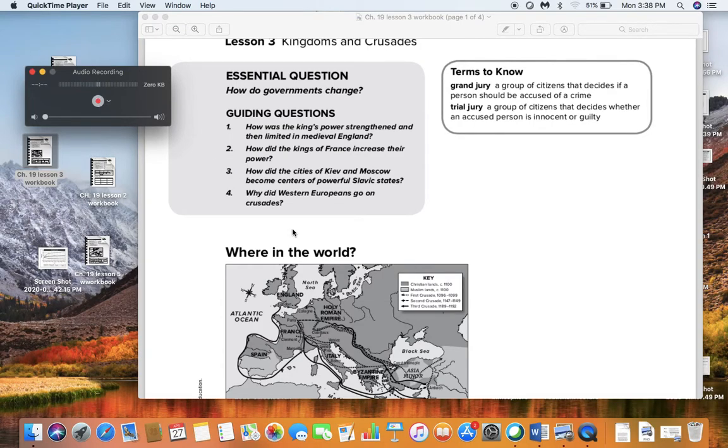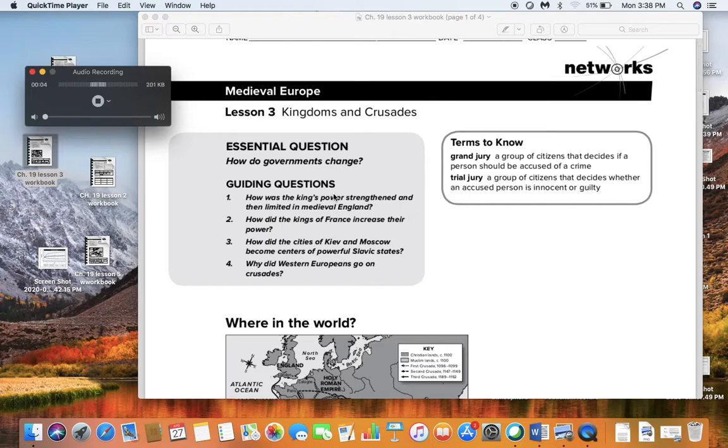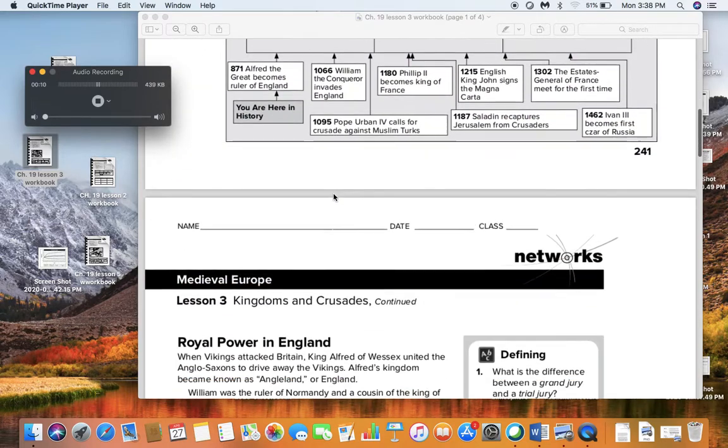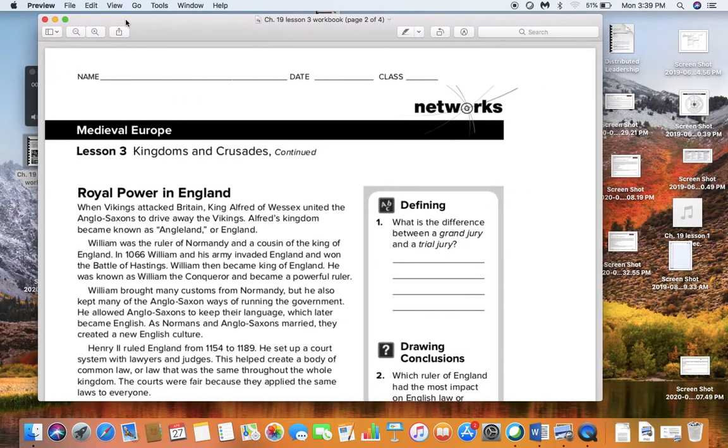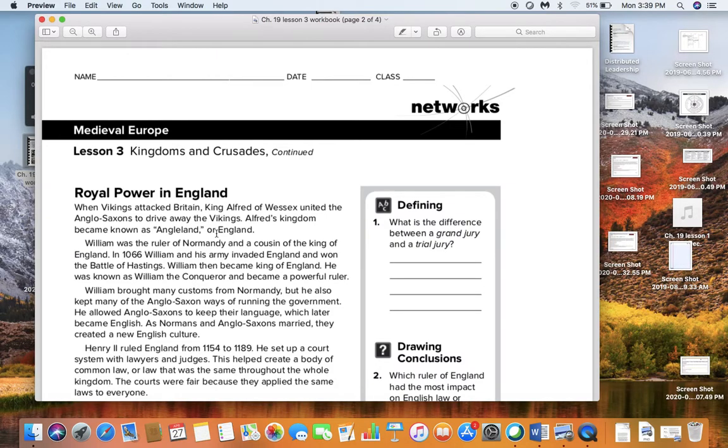Okay, today we're looking at chapter 19, lesson 3, and it's Kingdoms and Crusades. So you were to do that on Friday. That was your assignment. It was to read through this packet and answer the questions. As I'm talking and reading through this lesson, I want you to check your answers and make sure you have the correct answers, okay? All right, so let's look at this.